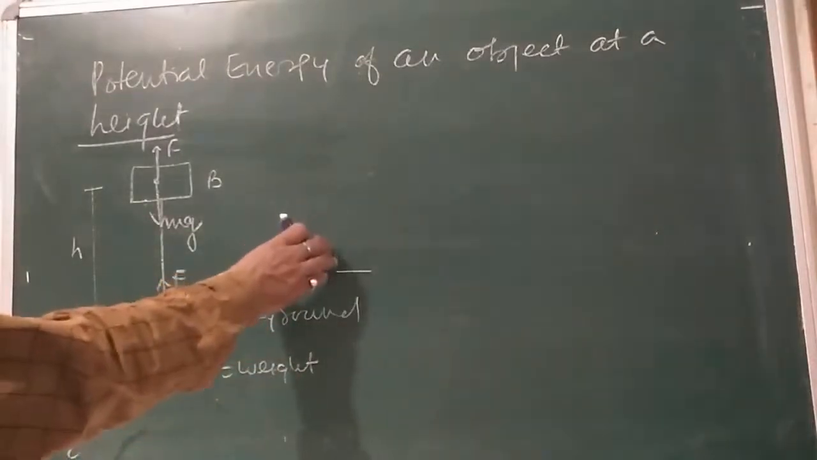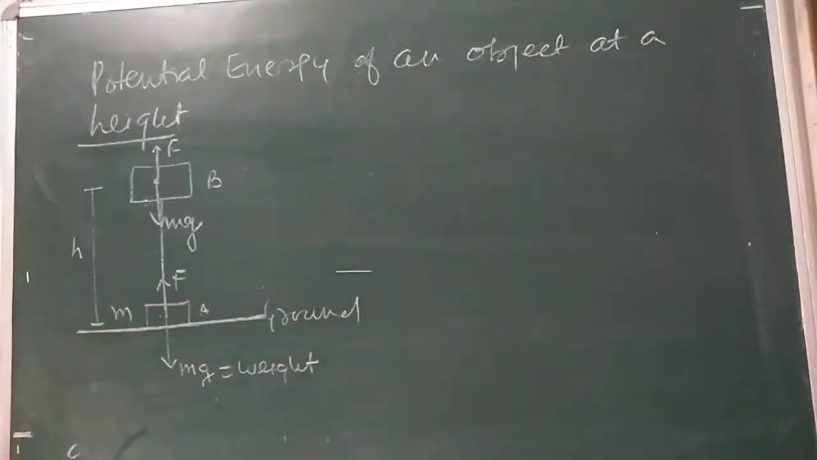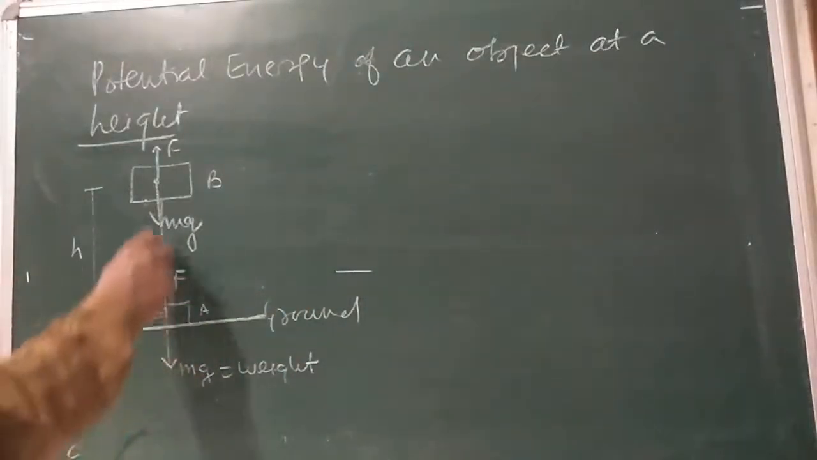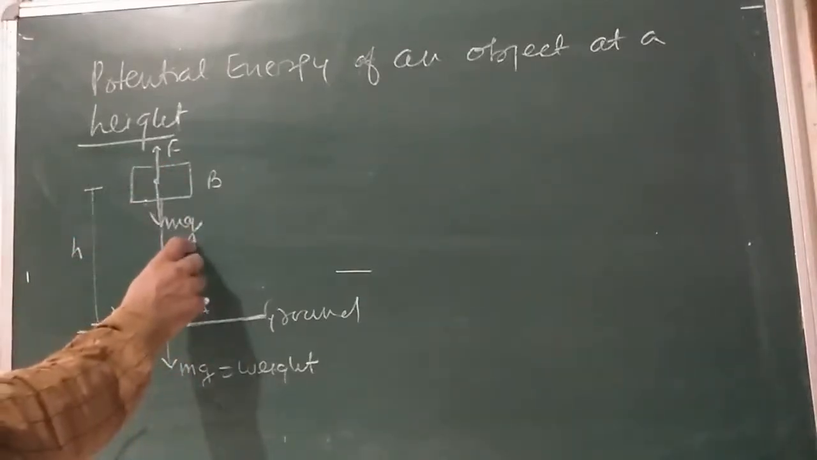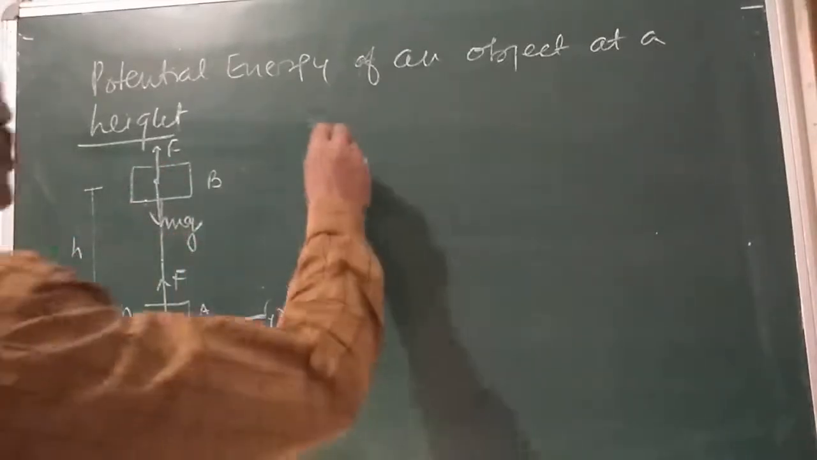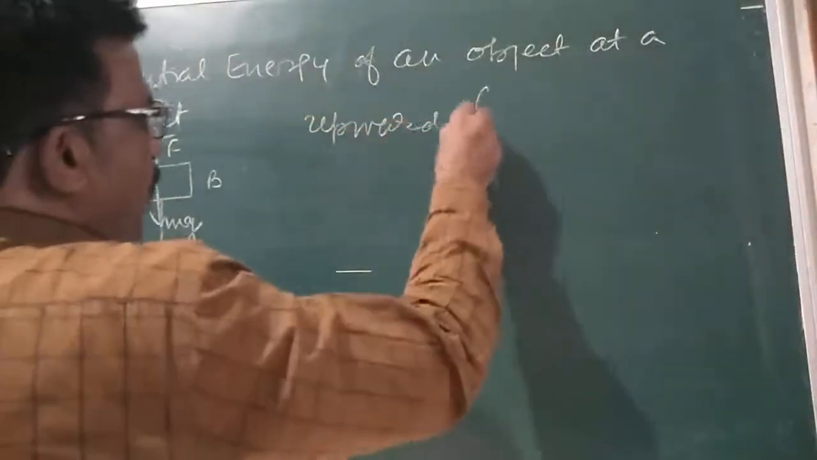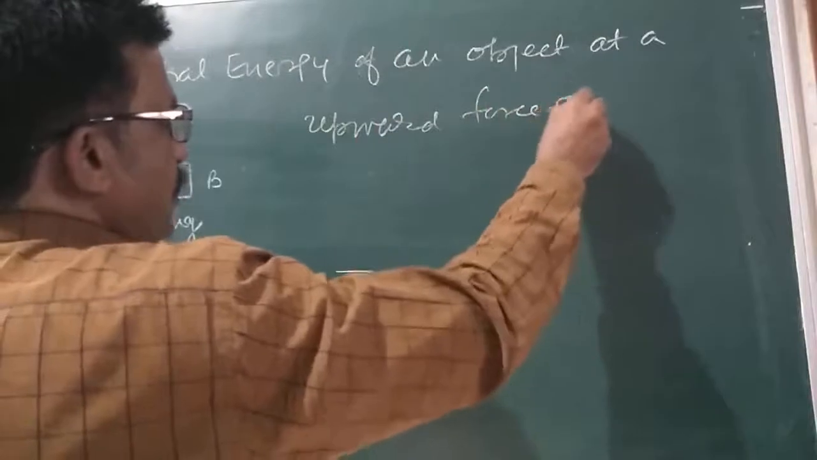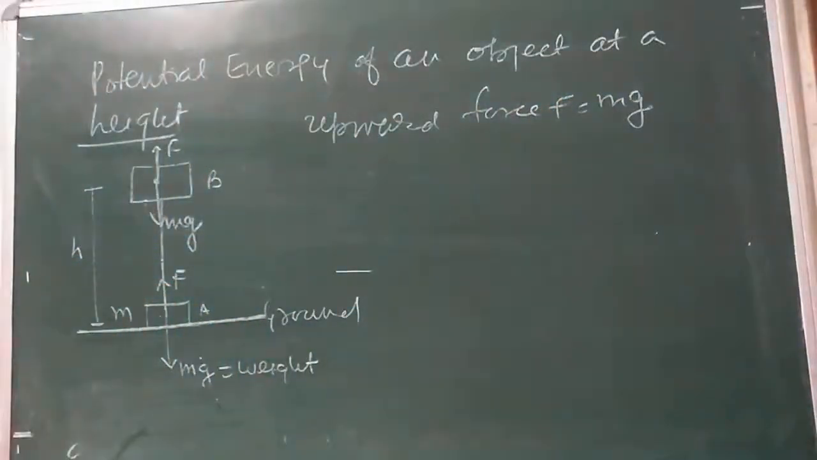So we assume that the value of acceleration due to gravity remains constant. To move this object from the point A to B through a distance h, applied force is F. So what is the upward force? The upward force F is equal to mg. That is the weight of the object, as you can see in the figure.